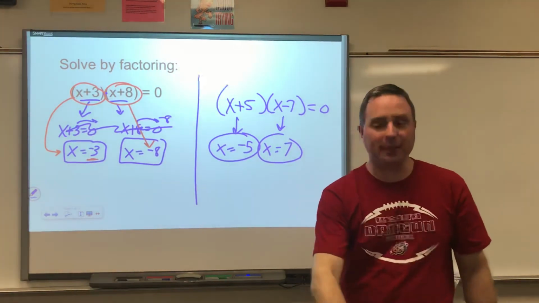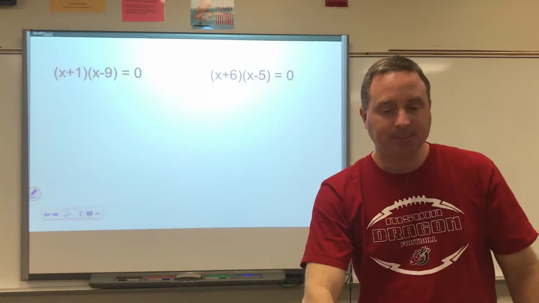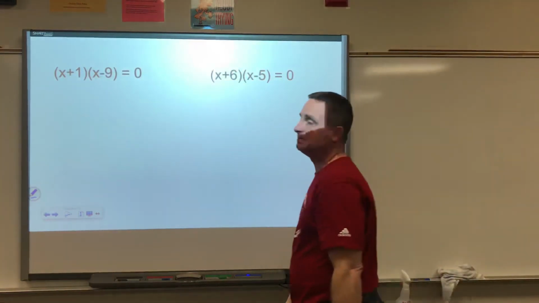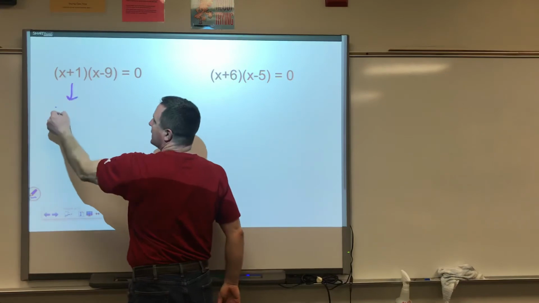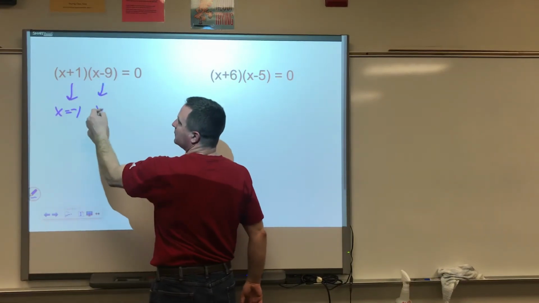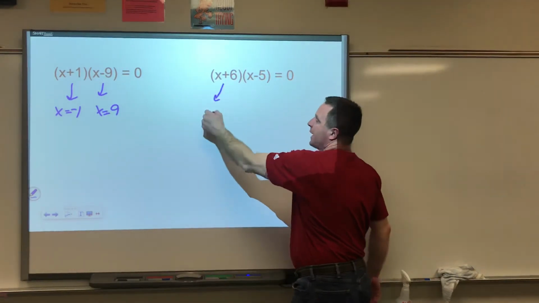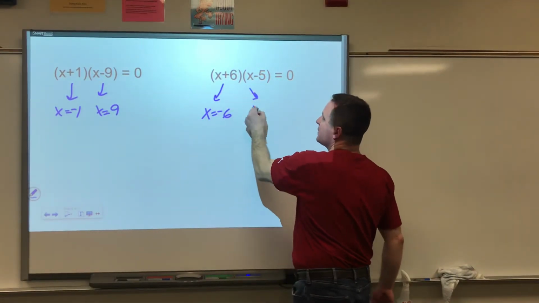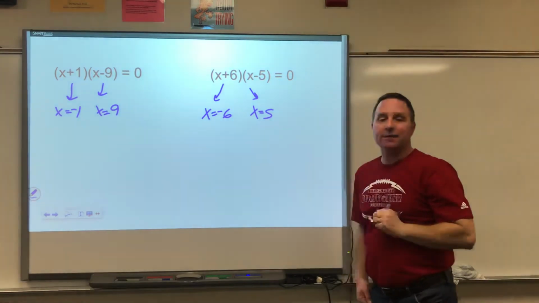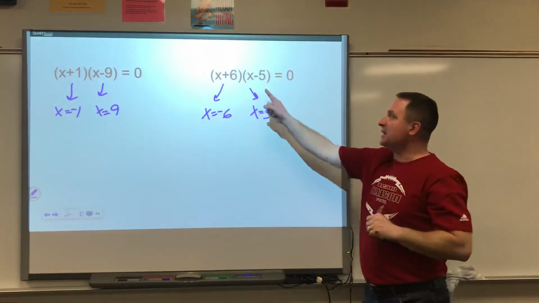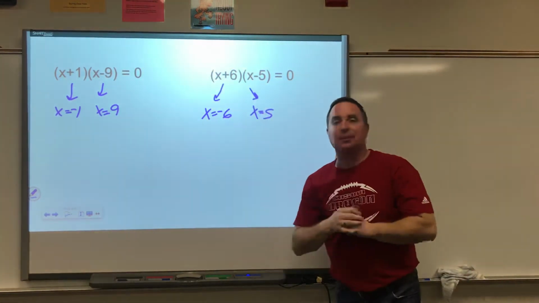And I have a couple here on the next page that we're going to take a look at. Hey, can you help me solve these? X plus 1 and x minus 9. This one should be negative 1, and that one should be positive 9. This guy here is negative 6 and positive 5. Okay, again, it's the opposite of what it looks like in the parentheses.